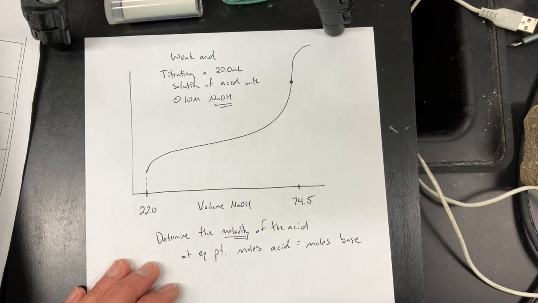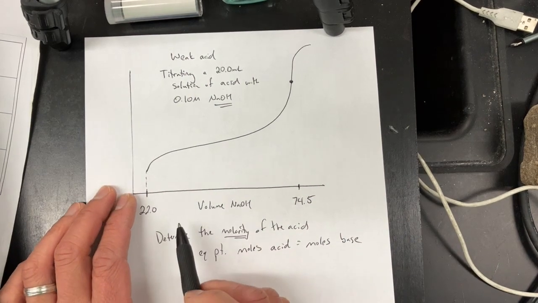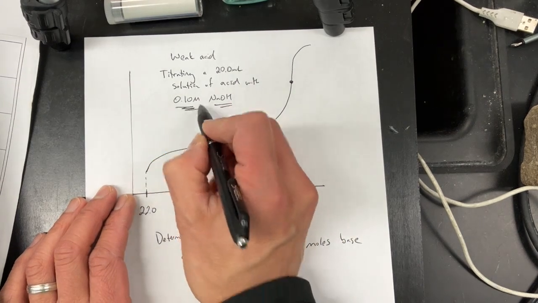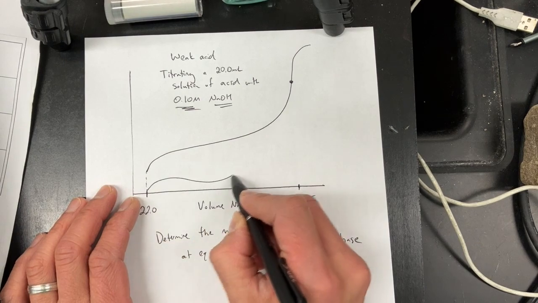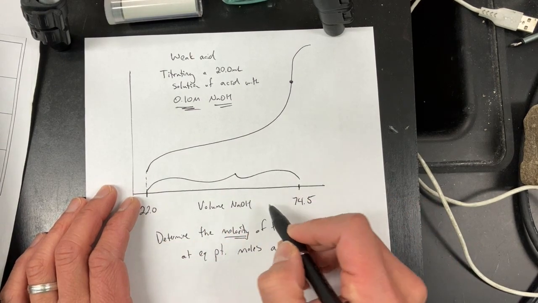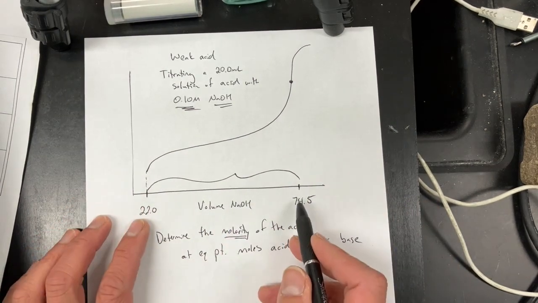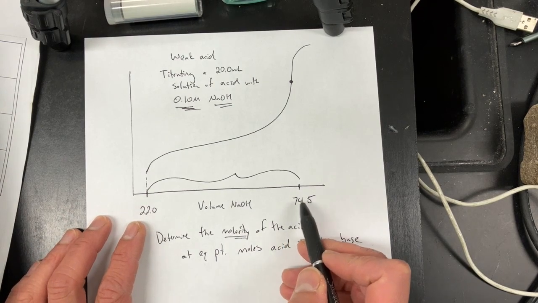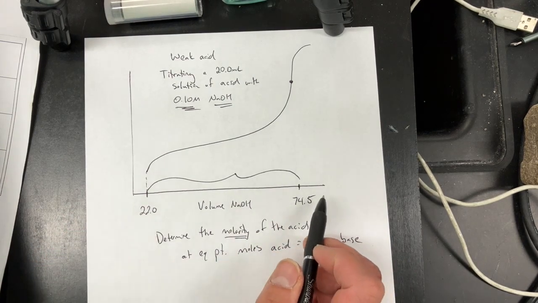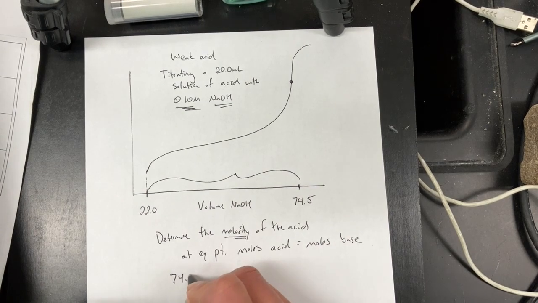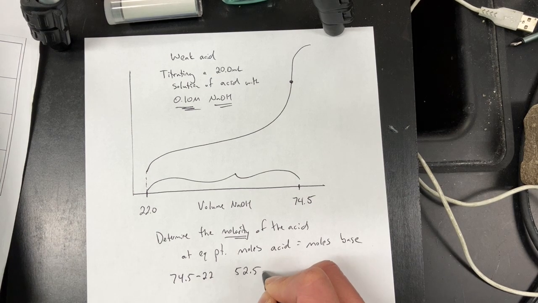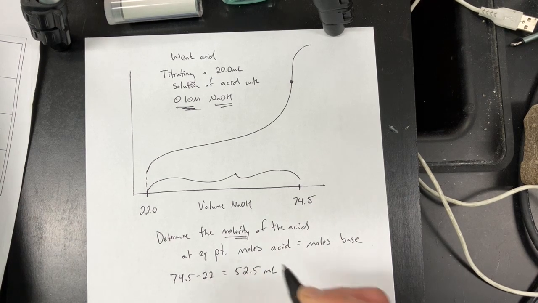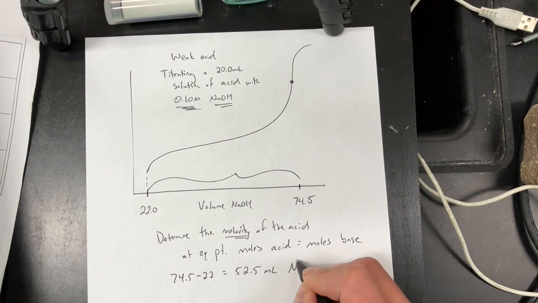Okay, so how do I get moles of base? Well, I know the molarity of the base. I know the volume of the base, which is this value here. But it's not 74.5, it's the difference between these two things. So if I take 74.5 minus 22, that gives me 52.5 milliliters. Okay, so that's my milliliters of NaOH.